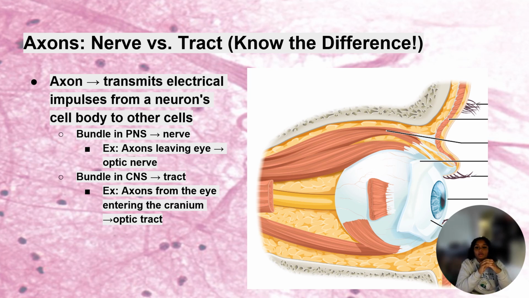right? So if it's a bundle in the peripheral nervous system, that's called a nerve. An example of that is the bundle of axons that leave the eye, which is called the optic nerve. So that's leaving. But if there's a signal going towards the brain, that's called a tract. An example of that would be the axons from the eye entering the cranium, which is your optic tract. So your tract goes this way, and your nerve goes that way. It's important you know the distinction, because remember, terminology matters here, okay, guys?